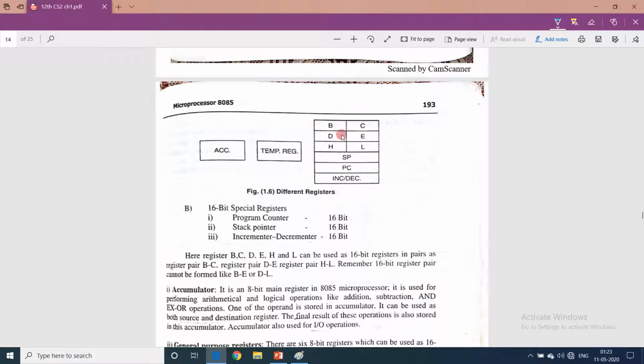These are the different registers. B, C, D, E, H, L. These 6 registers are general purpose registers, and these 6 registers are 8-bit registers. Accumulator, temporary register, stack pointer, program counter, incrementer and decrementer are special purpose registers. And stack pointer, program counter, incrementer and decrementer are 16-bit registers. Accumulator is an 8-bit register.